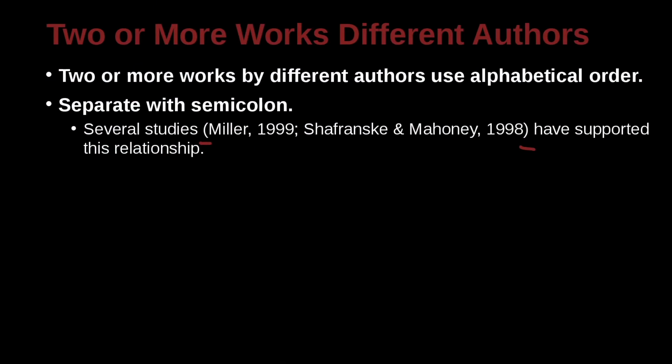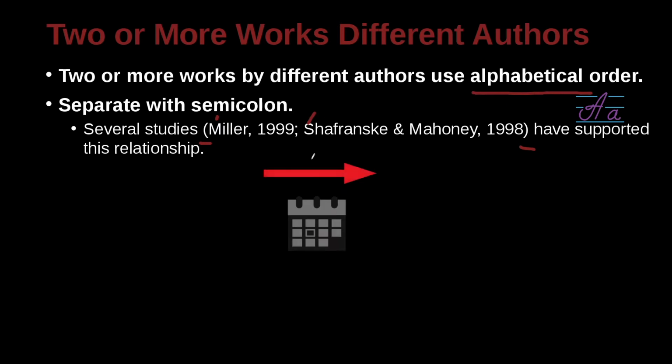Because we have one paper from Miller and one paper from Shafransky and Mahoney. So how do we put these together? We're going to use alphabetical order. So that is, M comes before S. That's the way we do it, not by date. Because look at the date, 1999, 1998. 99 is later. We're not doing it by date here. We're doing it by the name.